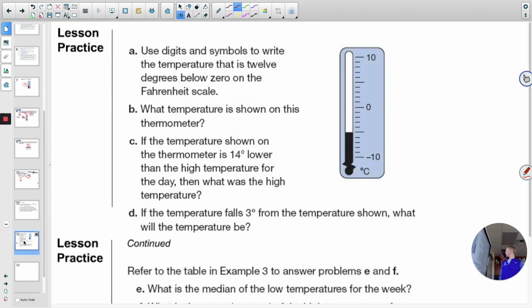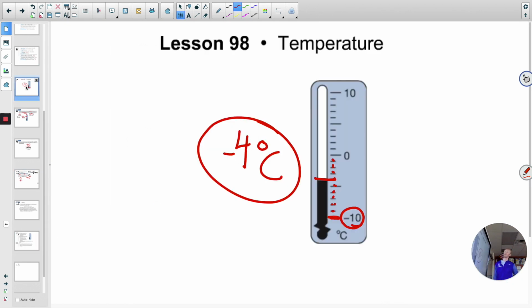That's all for lesson 98 on temperature. Your assignment will be the lesson practice, and then you'll have the even numbered problems because it's an even numbered lesson.